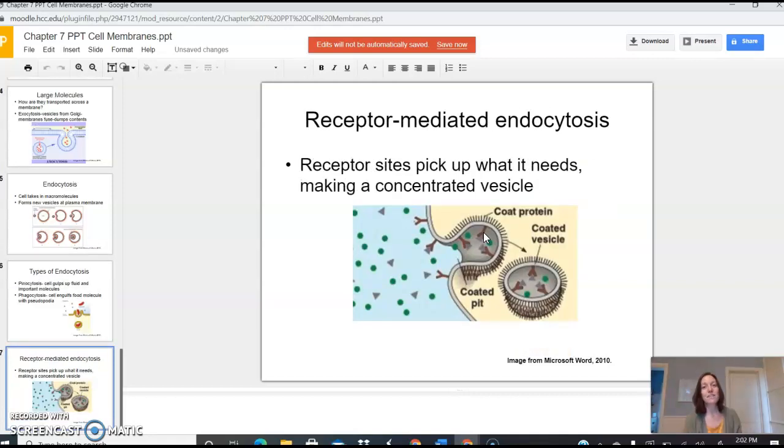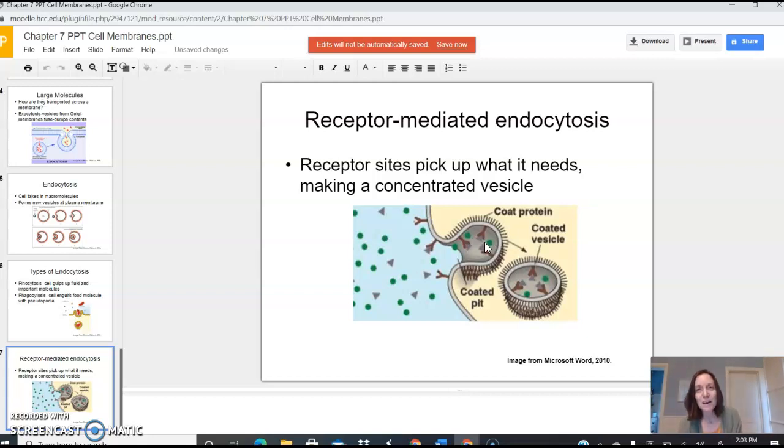There's also a special case called receptor-mediated endocytosis, and this is my favorite one. There are receptor sites in these little pockets of the cell membrane. So here's the cell membrane, here's inside the cell in yellow, outside is blue. And the little receptors will bond to specific molecules, form a concentrated vesicle, and bring that into the cell. So that's when a cell needs a specific thing and brings it in.